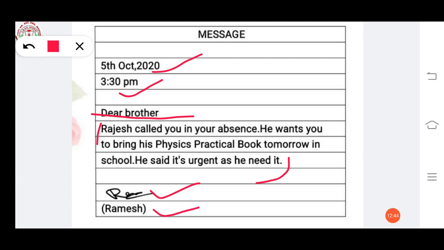Here, who is the sender? Rajesh. Rajesh called. Who received the call? Ramesh received the call. For whom is the message meant? His elder brother. So he just wrote dear brother. In place of any name, he just wrote dear brother.